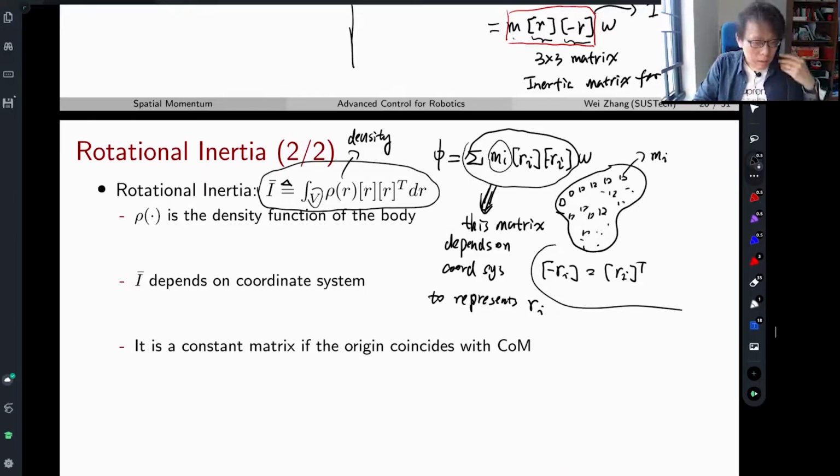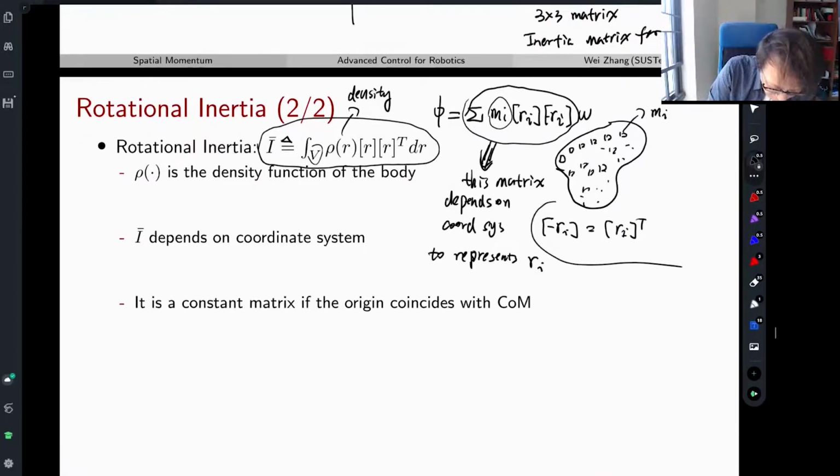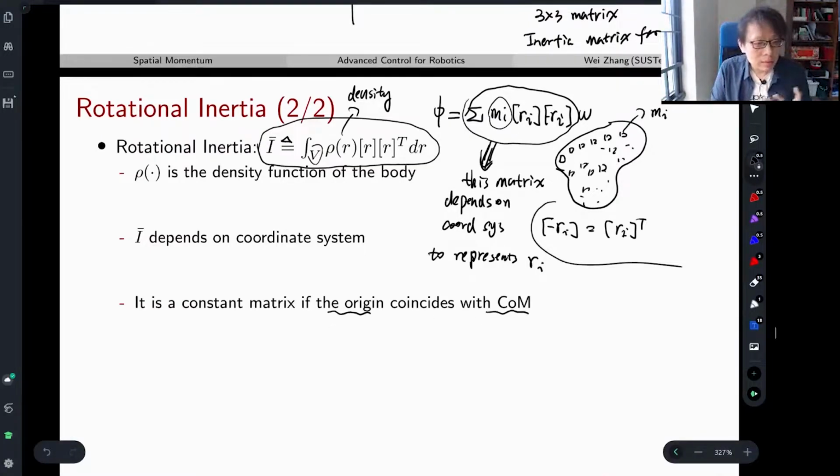So the rotation or the inertia matrix is not a constant matrix by default. It's actually coordinate system dependent. Typically we would like to express the inertia matrix using the body frame, the frame that moves with the body, and ideally at the center of mass. If the origin coincides with the center of mass, then this matrix doesn't change over time.